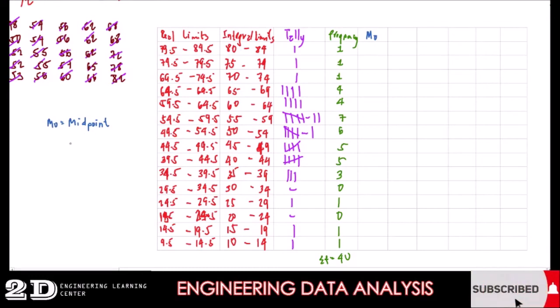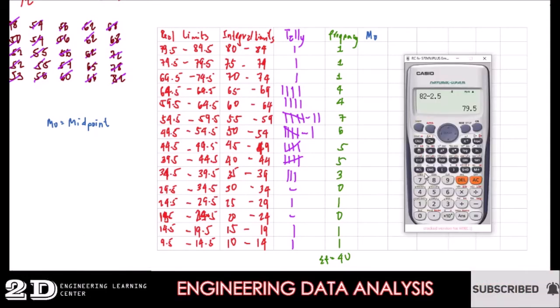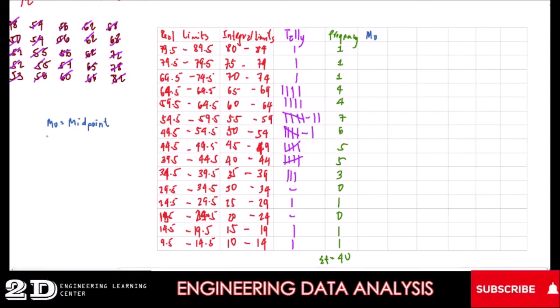You just add the two integral limits, then divide by 2. For example, our first interval is 80 and 84, so we have 80 plus 84 over 2. This is equal to 82. So the midpoint, MO, for the first interval is 82.